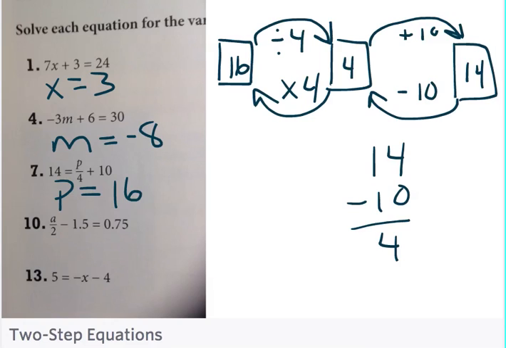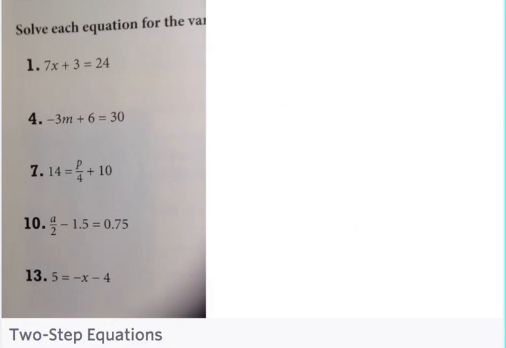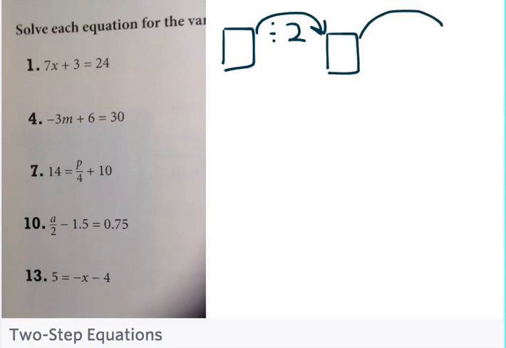Looking at number 10, there was a number, it was divided by 2. And then 1.5 was subtracted from that result, and it became 0.75.